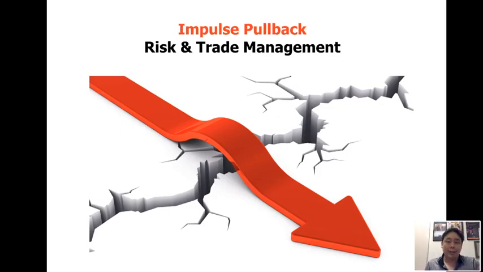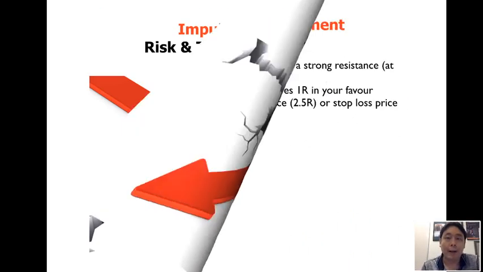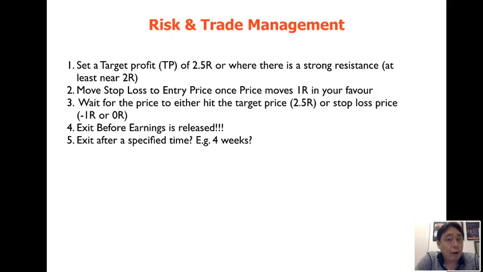Right, so let's talk about risk and trade management for the impulse pullback strategy. Now, the risk and trade management is exactly the same as for the bounce strategy that you learned in level 1, because the impulse pullback is also a trend following strategy. Just like the bounce strategy, we set a fixed target price and a fixed exit price. When we enter the trade, we have a fixed target price of at least 2R or up to 2.5R. So again, if we can hit 2.5R, we go for 2.5R.